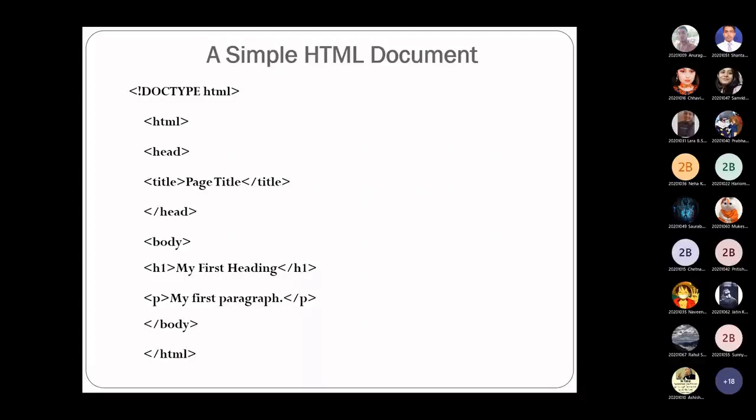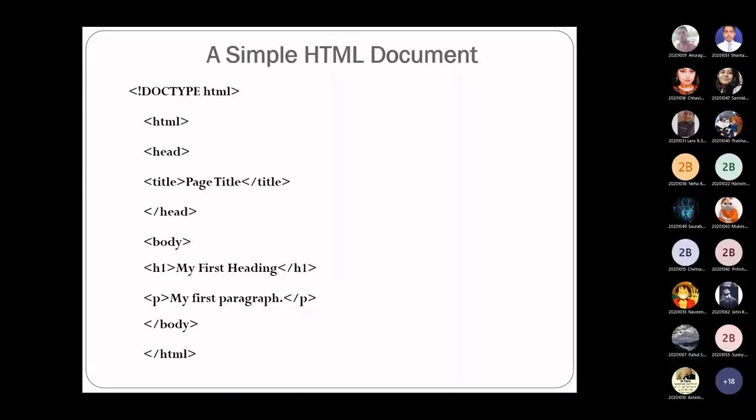And then for paragraph, we have the P tag. The H1 tag, H2 tag, up to the H6 tag will produce headings of different sizes. And then we have a paragraph, starting with P, and the closing tag is forward slash P. So this is a simple document in HTML.